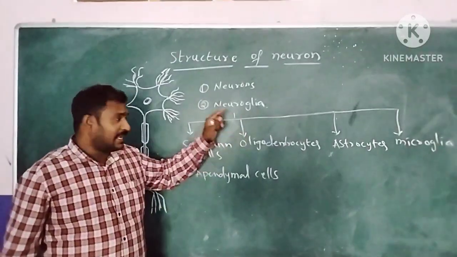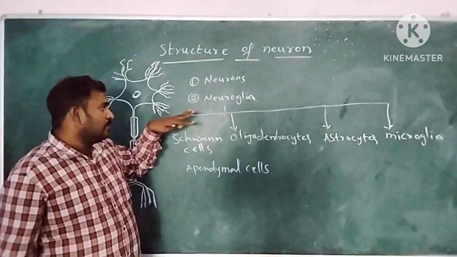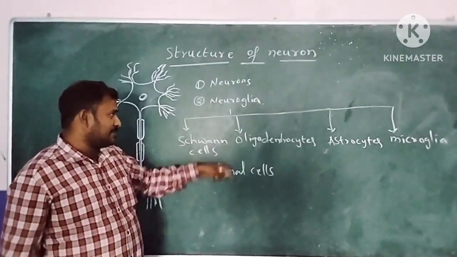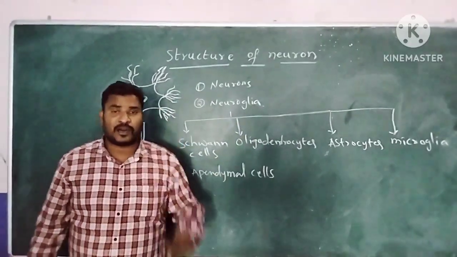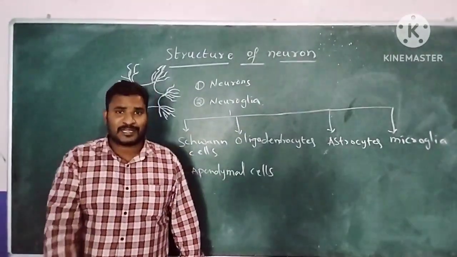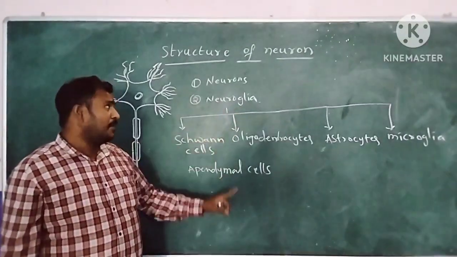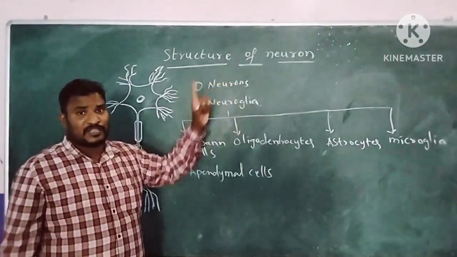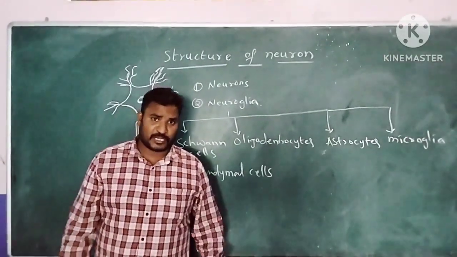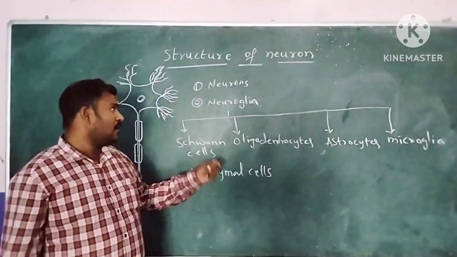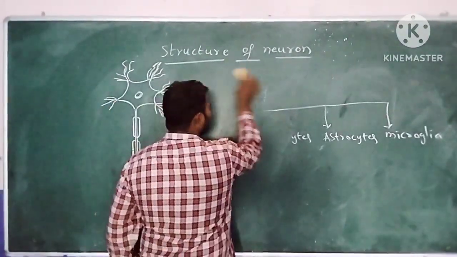All these cells are united to form a type of cells present inside the nervous system. They are called neuroglia, and neuroglia are non-neural cells. They don't help in the generation of action potentials themselves, but they help neurons in the generation of action potentials. But today we are going to discuss the structure of the neuron.